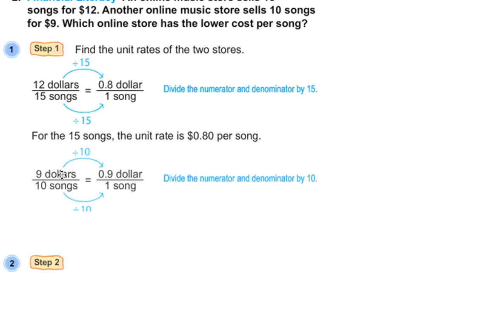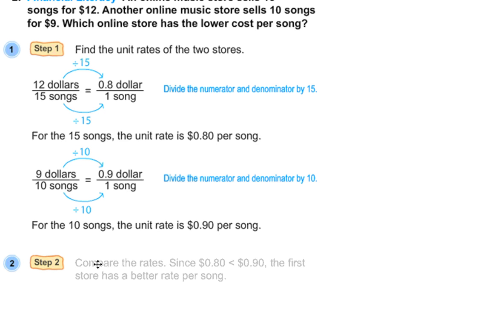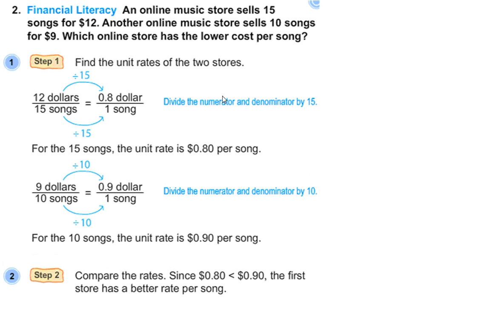For the second one, we have $9 for 10 songs. The denominator is 10, so I'm dividing the numerator and denominator by 10. So I have $0.90 for 1 song. So for the 10 songs, the unit rate is 90 cents per song. Now we're just going to compare the unit rates. Since 80 cents is less than 90 cents, the first store has the better rate per song.